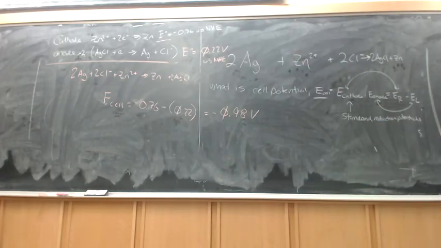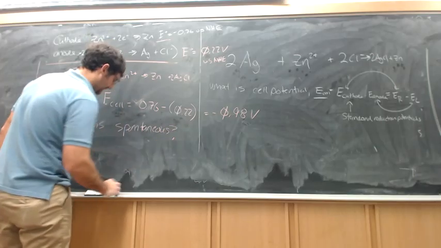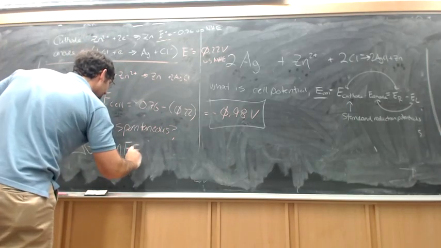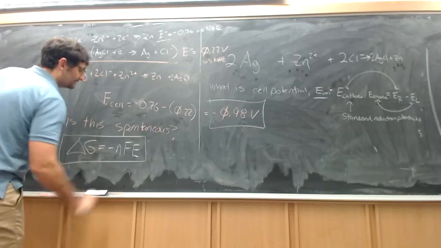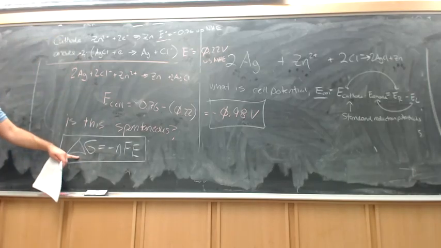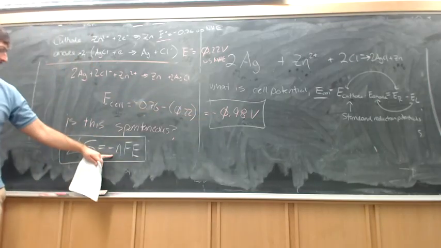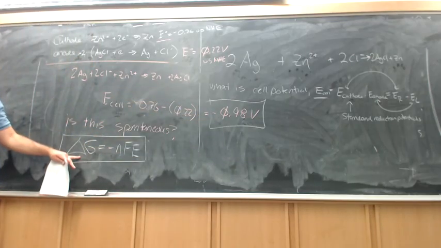Okay, so first of all, is this a spontaneous reaction? Yes or no? What do you guys think? Okay, delta G equals negative NFE. So if delta G is positive, is the reaction spontaneous? No. E is negative, times a negative is a positive. This reaction is not spontaneous.